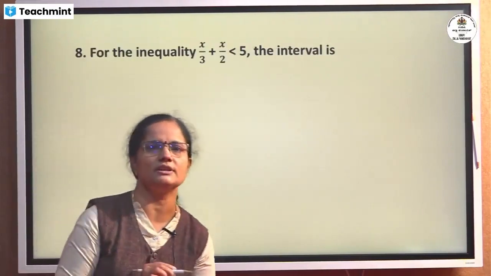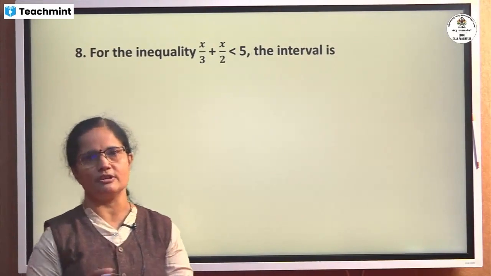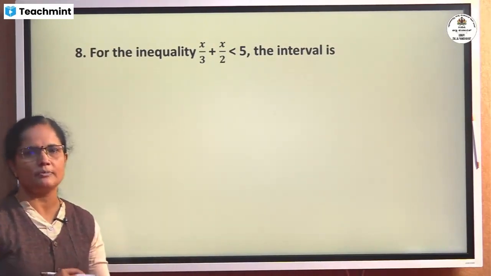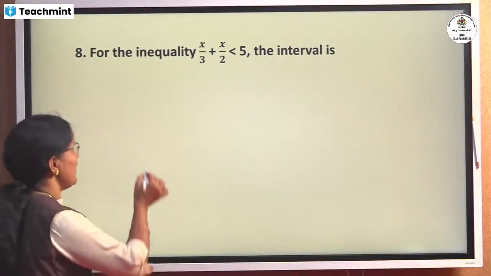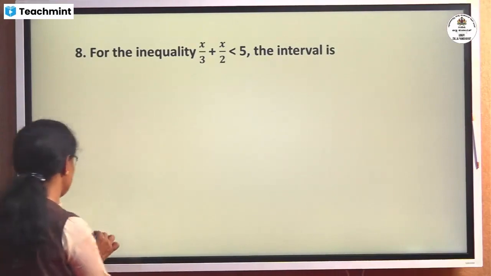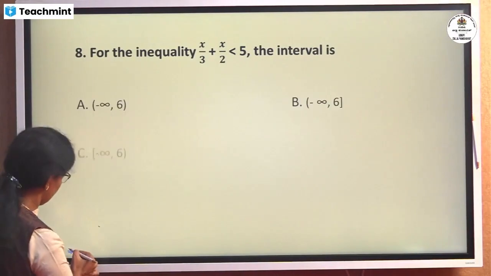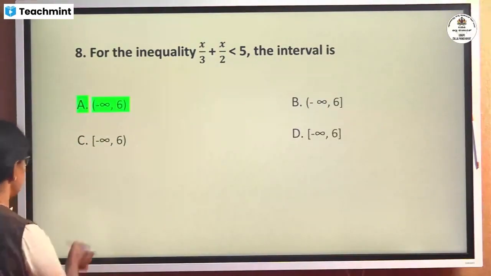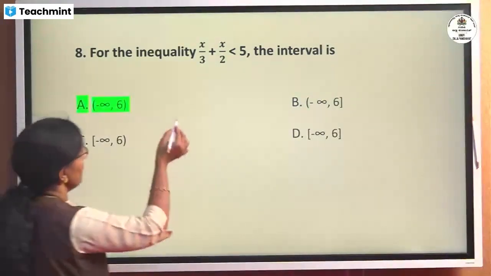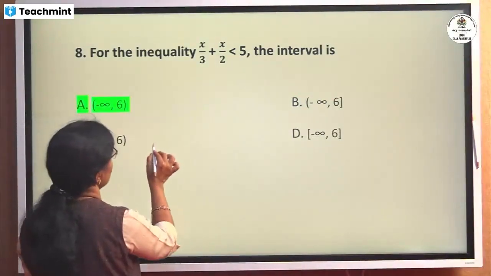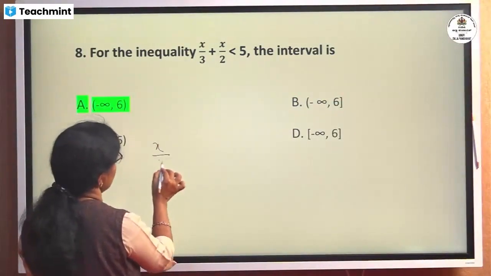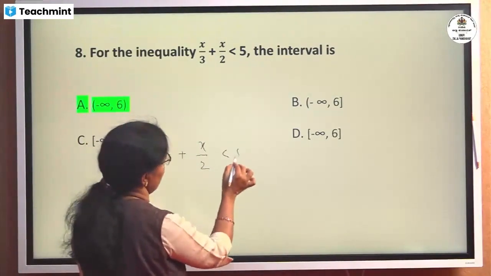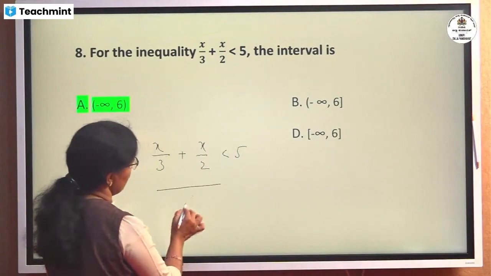It's also another inequation in fractional form. x divided by 3 plus x divided by 2 is lesser than 5. Take the LCM, go for the option first. Yes, the answer you also have here. Very simple equation, we may solve it here only. So x divided by 3 plus x divided by 2 lesser than 5. Take the LCM here, that is 6.